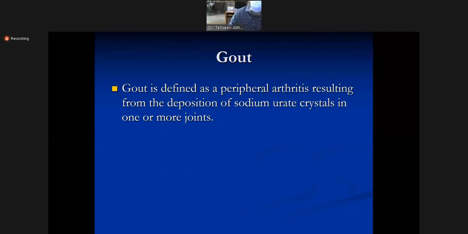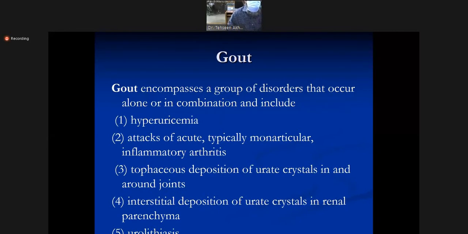Now we start with how it presents. Basically, gout encompasses a group of disorders that occur alone or in combination. Hyperuricemia: the uric acid level is usually increased in most cases, but in a few cases of gout there is a normal level of uric acid. The upper limit of uric acid in male and female is slightly different. In male it is 7 and in female it is 6. Now, an attack of acute, typically monoarticular, inflammatory arthritis.